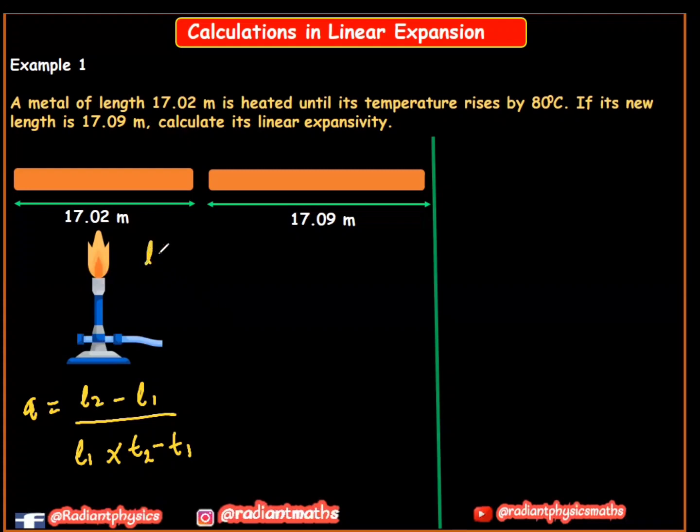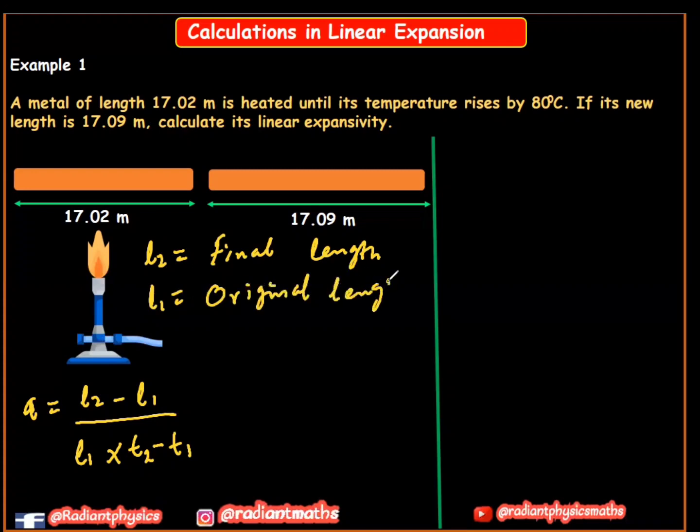Okay, so we have L2. L2 stands for the final length of the material. And we have L1. L1 is the original length or initial length. So in this case, let me just use original length. If you want, you can call it the initial length.